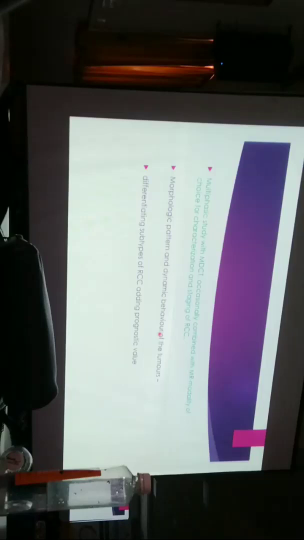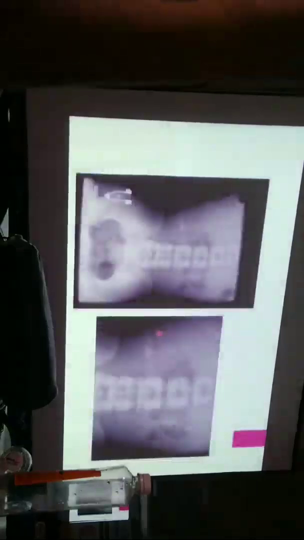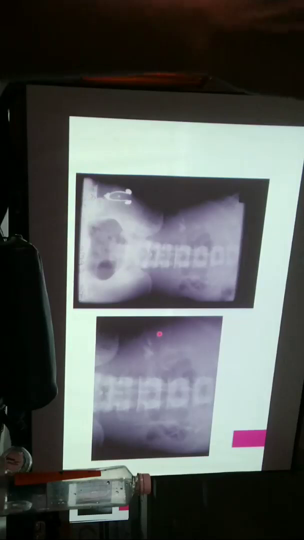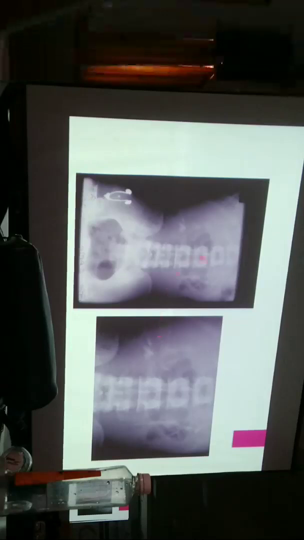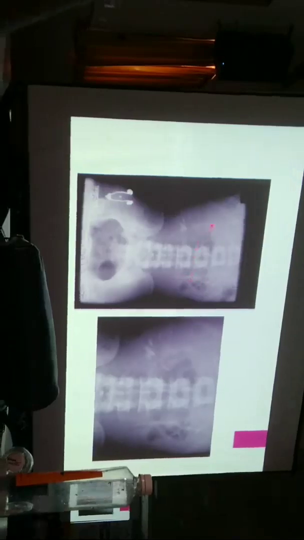And MR may be useful, especially the ADC values, to differentiate the various subtypes of RCCs. Earlier, an IV urogram, intravenous urogram, used to be done for the kidney. This is an example of renal cell carcinoma on the right side. The left renal nephrogram is normal, and calyceal excretion is normal. On the right side, at the upper pole, you are not able to see the nephrogram, and you can see there is a distortion of the calyces.